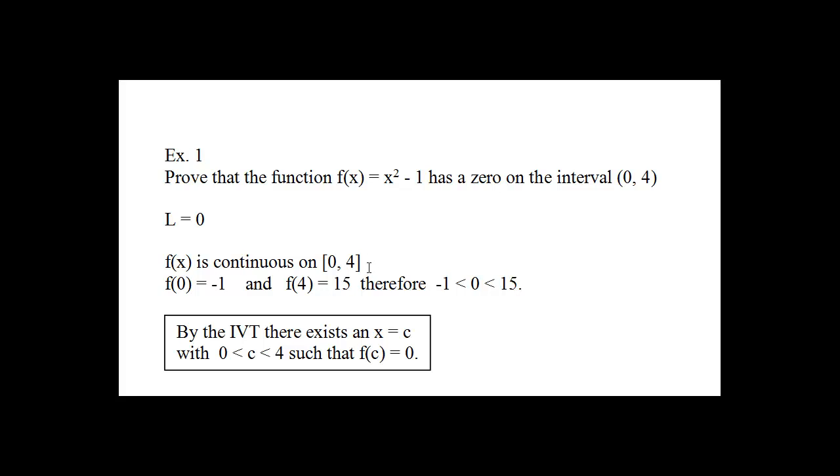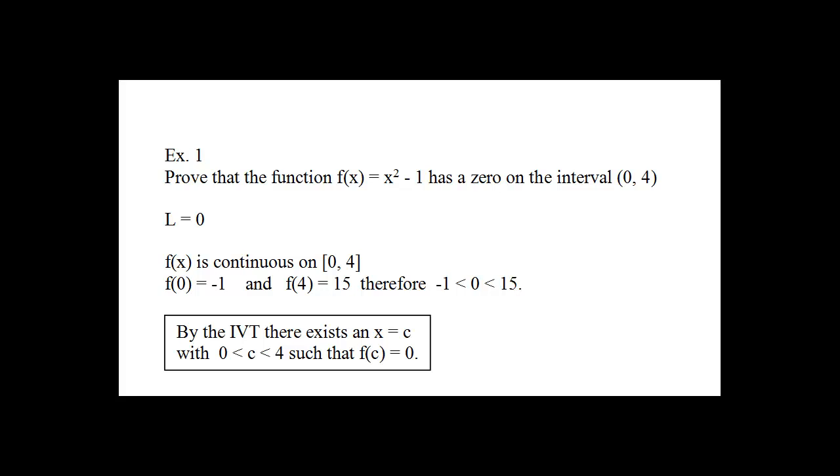Now, first show that f(x) is continuous on the closed interval from 0 to 4. Because f(x) is a polynomial function, it is continuous everywhere, and therefore is continuous on the closed interval from 0 to 4. Now show that L is between f(a) and f(b). f(0) is -1 and f(4) is 15. 0 lies between -1 and 15.